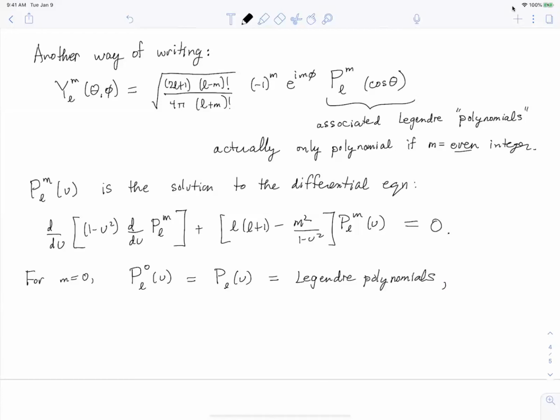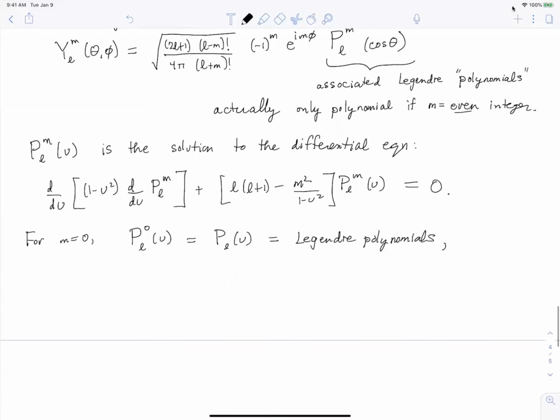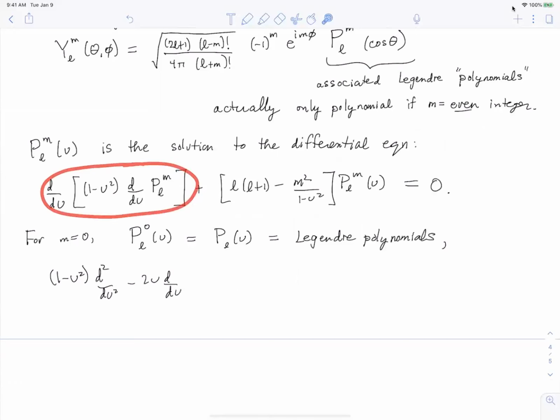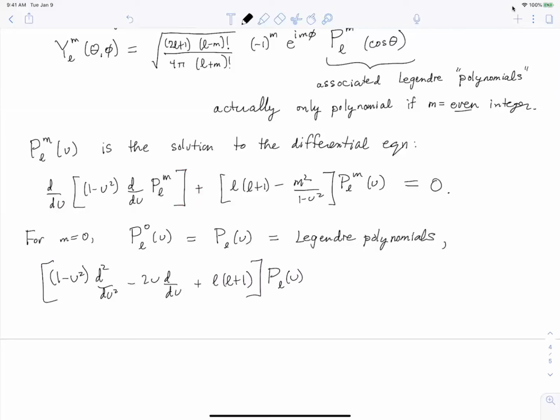Okay, and they satisfy a simpler differential equation. Just for the record, we can write it like this: (1 minus u squared) times the second derivative minus 2u times the first derivative. All of that is coming about from this part right here. Okay, plus L times (L plus 1), and of course m is 0, so I don't have to write the last part. That acting on P_L(u) is equal to 0.